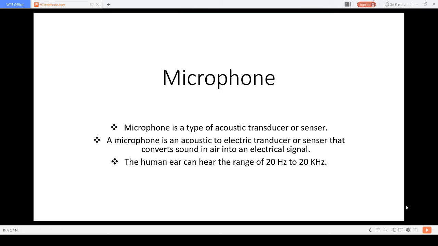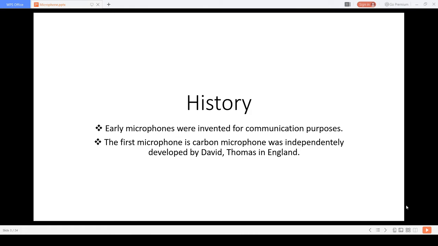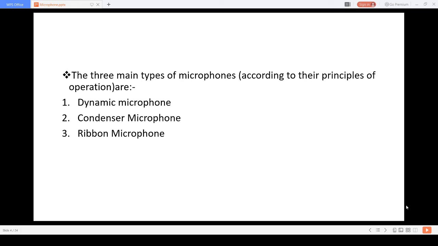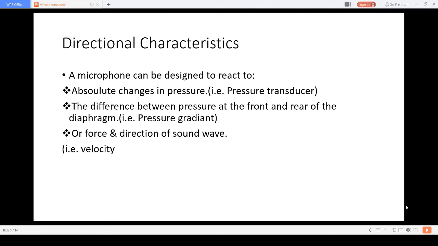The human ear can hear the range of 20 Hz to 20 kHz. History of the microphone: early microphones were invented for communication purposes. The first microphone, the carbon microphone, was independently developed by David and Thomas in England. There are three types of microphones according to their principle of operation. First, dynamic microphone. Second, condenser microphone. Third, ribbon microphone.